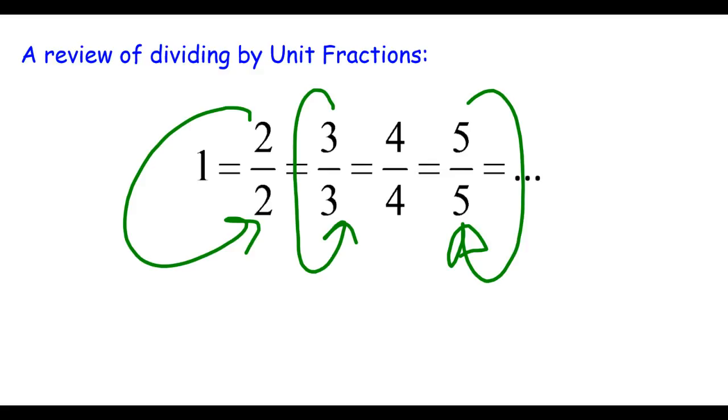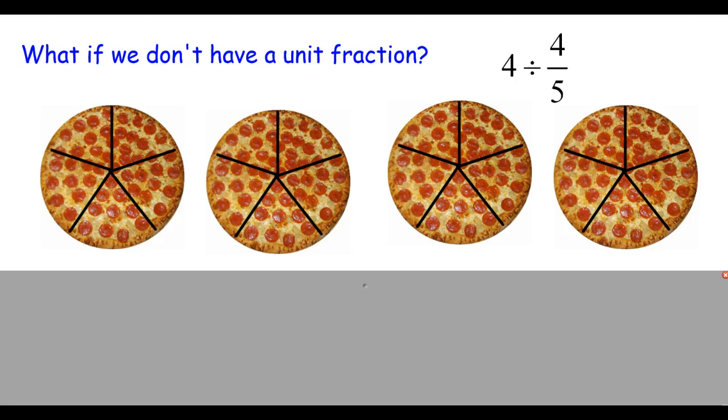So let's take our first look into an example where we don't have a unit fraction. For example, if we had 4 pizzas and we wanted to divide them into groups of 4/5 of a pizza. Now, our question that we ask ourselves when it comes to division is, how many 4/5 does it take to make 4? And in order to understand how that works, we have to look at the numerator and the denominator separately. And we're going to start with the denominator.